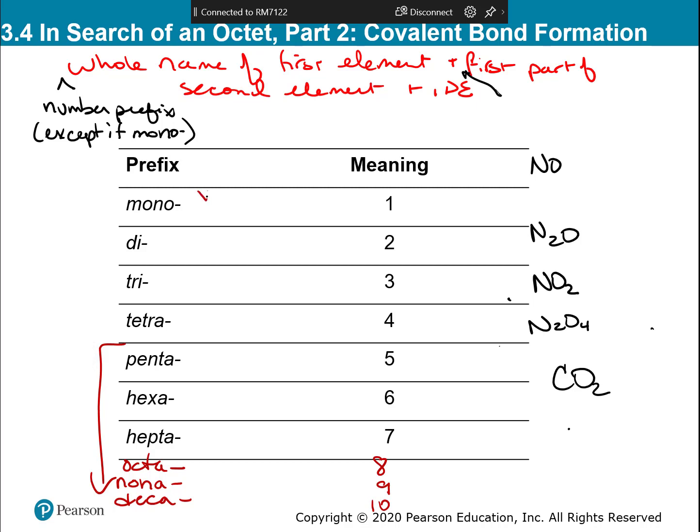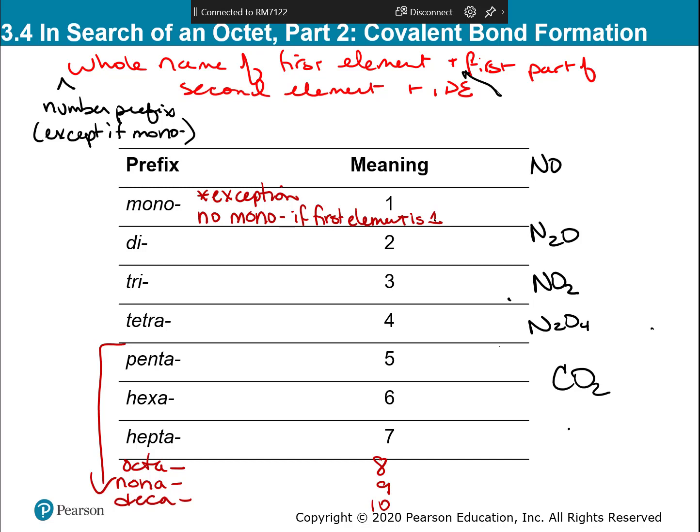The only exception, I do not have to use mono if the first element is a 1. If the second element is a 1, then I do have to use it.